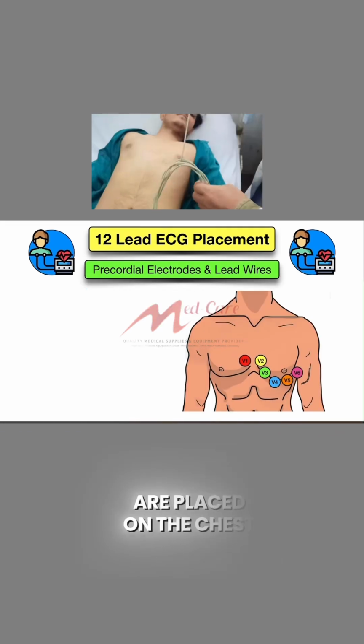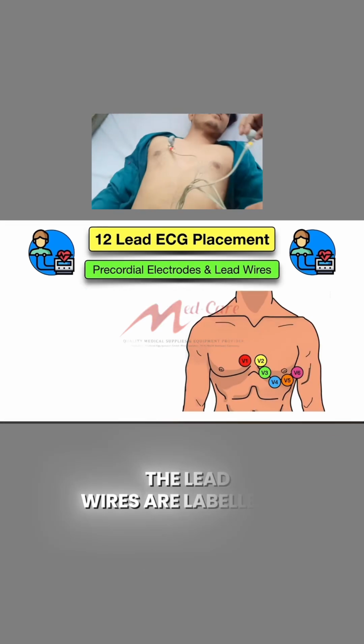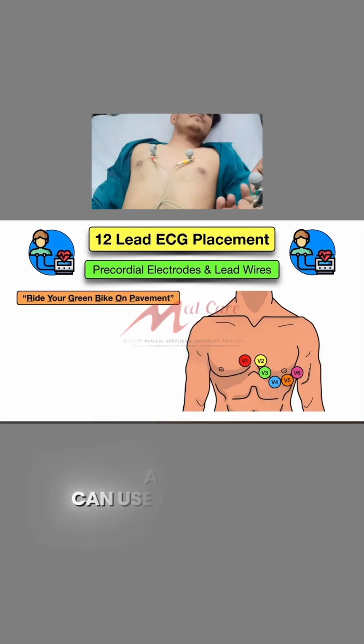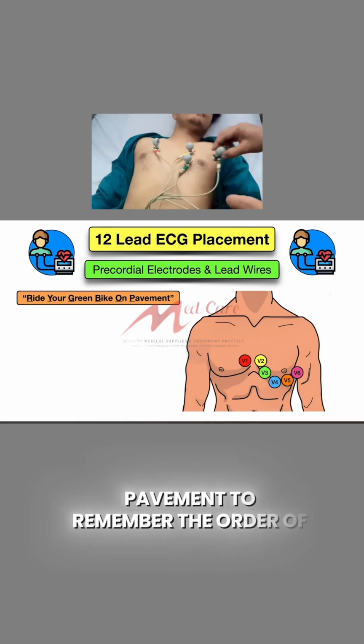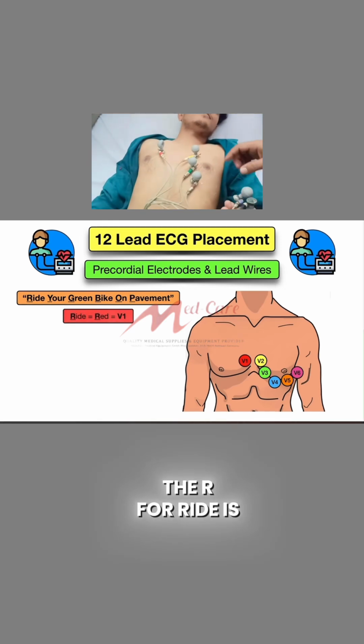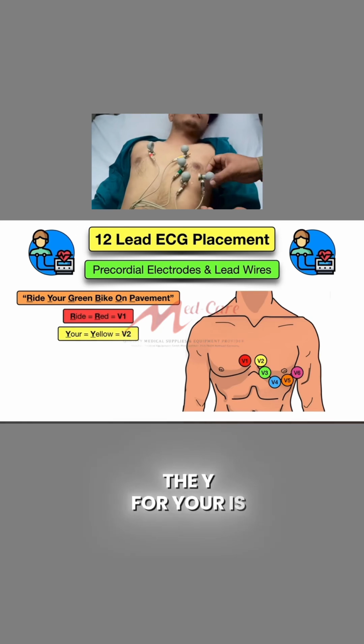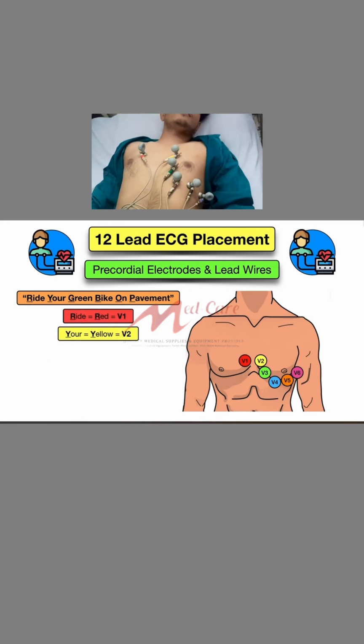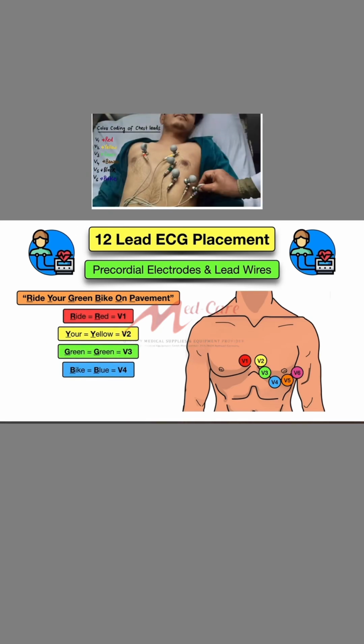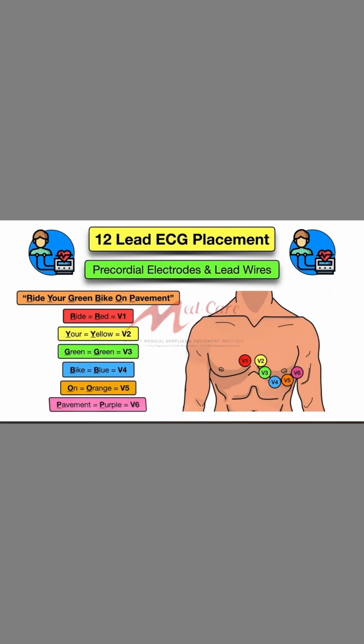Remember, these are the ones that are placed on the chest, and there are 6 of them. The lead wires are labeled V1 through V6, and you can use the mnemonic Ride Your Green Bike on Pavement to remember the order of the colors. The R for ride is to remember V1 is red, the Y for your is to remember V2 is yellow, V3 is green, V4 is blue, V5 is orange, and V6 is purple.